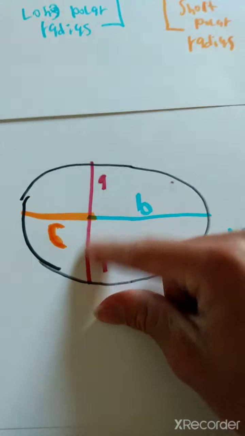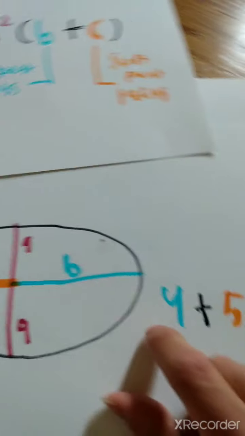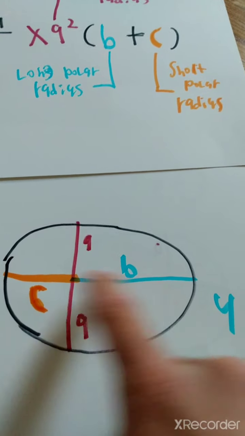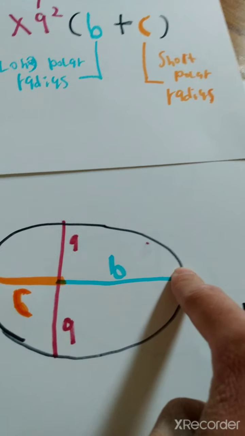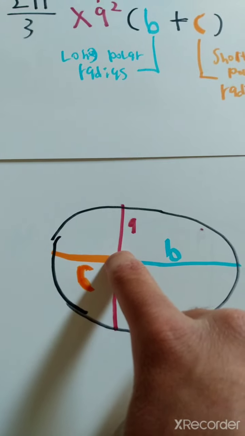The equatorial radius is describing the width of the egg. The long polar radius is the number 4, indicated in blue. The long polar radius is from here all the way to the top of the egg. The short polar radius is from the bottom to this part of the egg.